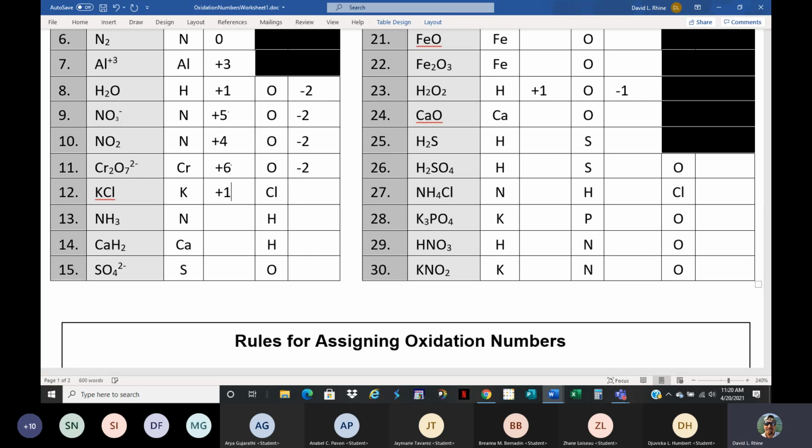So, potassium's in group 1. We know it's that. And therefore, by definition, this one's got to be a -1 because you got to have an equal amount of plus and minus.